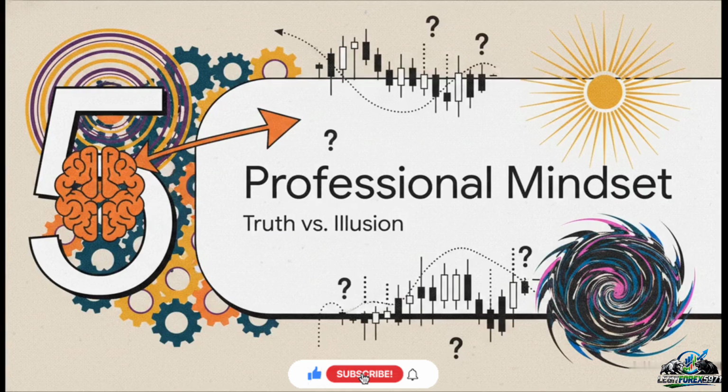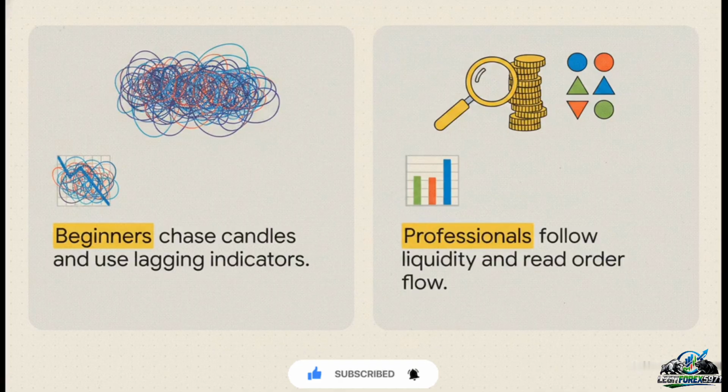Bringing us to Section 5, the professional mindset, truth versus illusion. This right here is the dividing line between endless frustration and real consistency. Most beginners, well, they're trapped in this chaotic cycle of FOMO. They're trading lagging indicators, chasing massive candles way after the move is already over, and entering almost randomly.